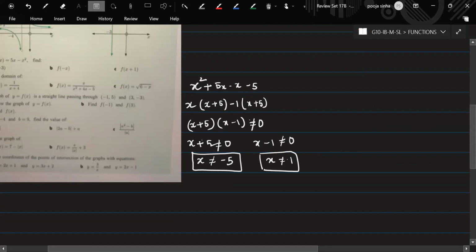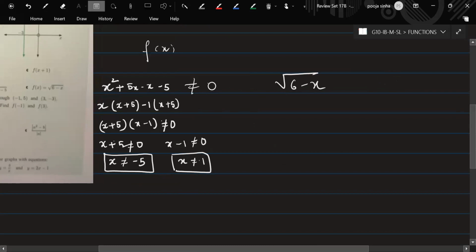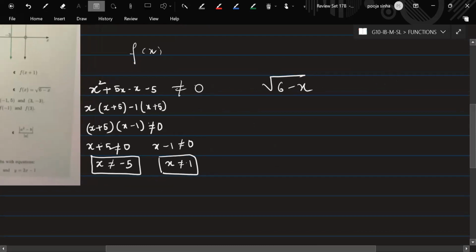As per this f(x), since this thing comes in the denominator, this cannot be 0. The denominator cannot be 0, that's the rule. When it's under a root, it cannot be negative. But if it's not in the denominator, it can still be 0, but it cannot be negative. Good, very good.